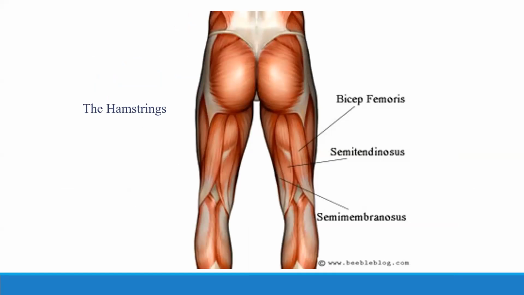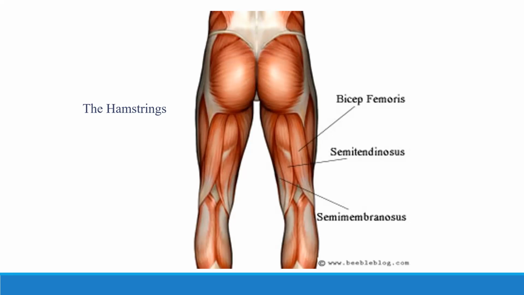Now, the semitendinosus sits on top of the semimembranosus. How do you remember? Well, tendinosus, think T for top. It sits directly on top of the semimembranosus. Which side is it on? Well, it's always on the medial side. So when you think semimembranosus, think M for medial.